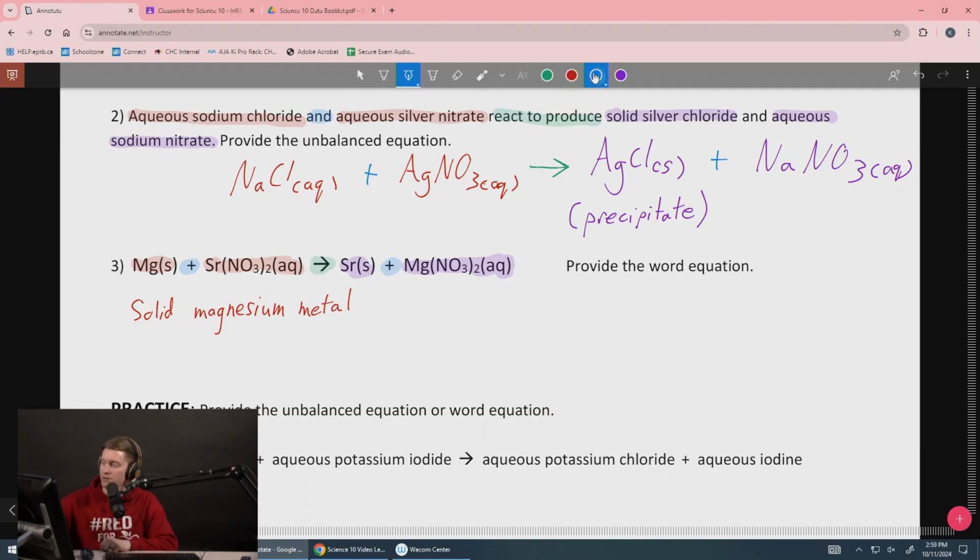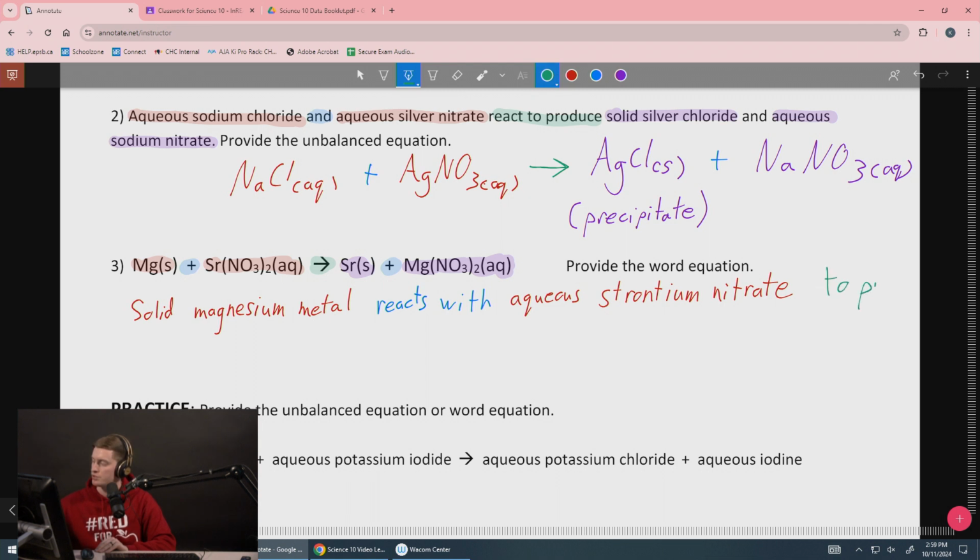Solid magnesium metal. This plus sign can be written as reacts with or and, but I'm going to say reacts with. Solid magnesium metal reacts with this compound here. This compound is in the aqueous state. You can write aqueous strontium nitrate, or perhaps a solution of strontium nitrate, reacts with aqueous strontium nitrate. That's the name of this ionic compound.